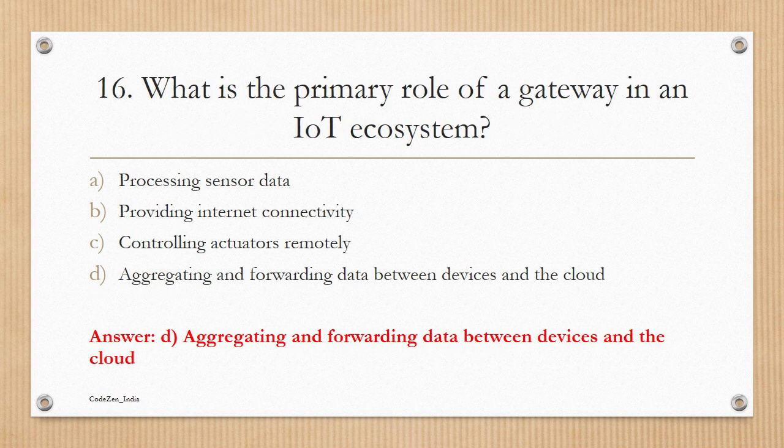16. What is the primary role of a gateway in an IoT ecosystem? A. Processing sensor data. B. Providing internet connectivity. C. Controlling actuators remotely. D. Aggregating and forwarding data between devices and the cloud. Answer: D. Aggregating and forwarding data between devices and the cloud.